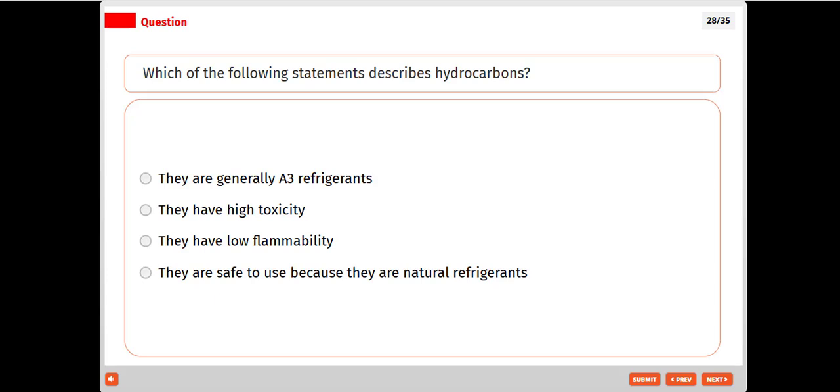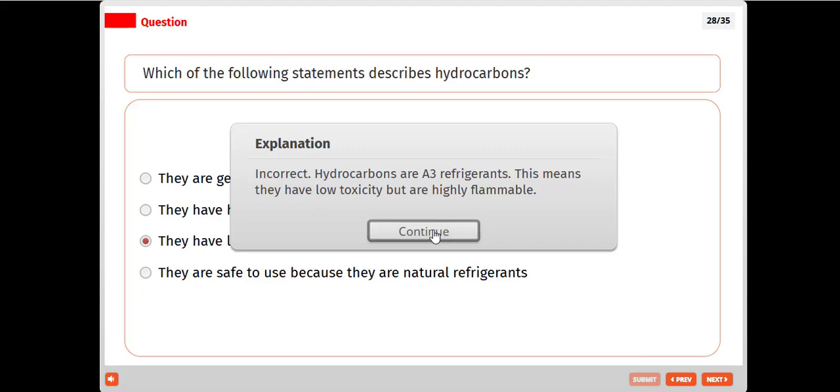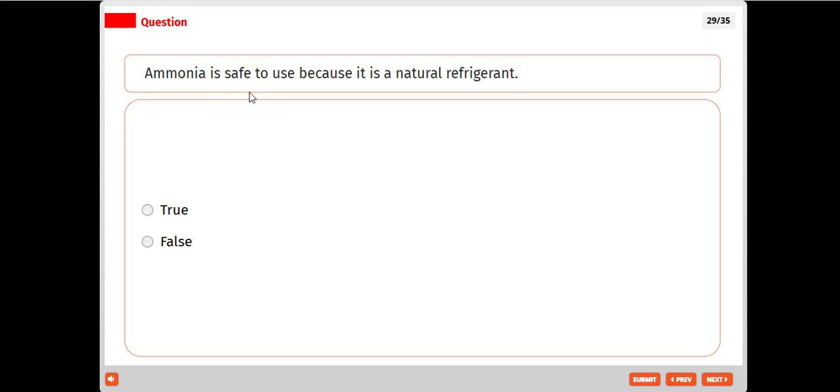Which of the following statements describe hydrocarbons? They have high toxicity. No, they are not high toxic. They are A3 refrigerants. Ammonia is safe to use because it's a natural refrigerant. False.